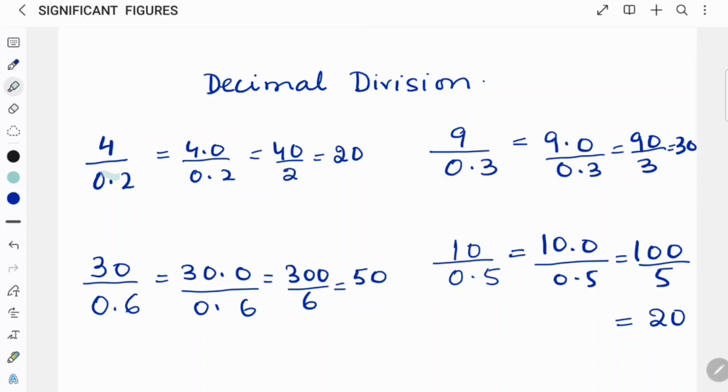So basically 4 divided by 0.2 is 20, 30 divided by 0.6 is 50, 9 divided by 0.3 is 30, and 10 divided by 0.5 is 20. Okay, so we did the significant figures and rounding off and the decimal division revision, and now we are going to the past paper questions of estimation.